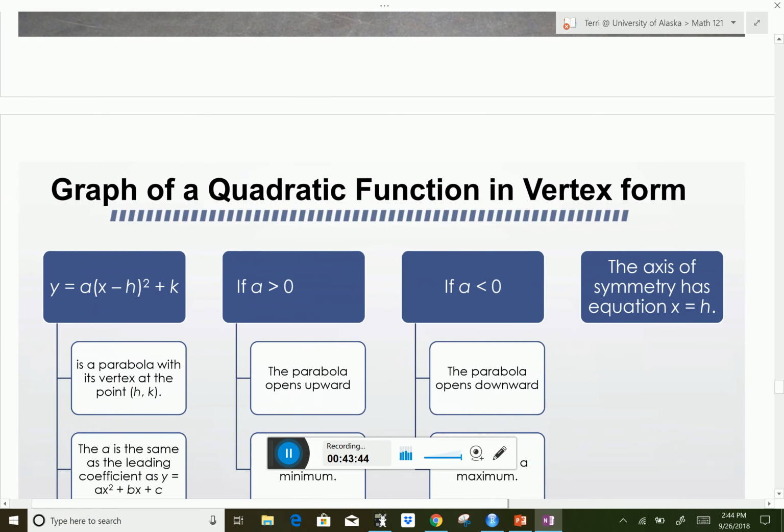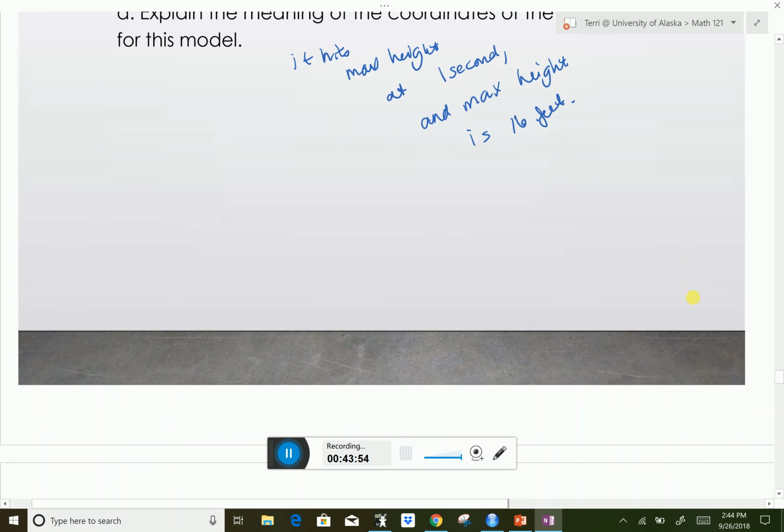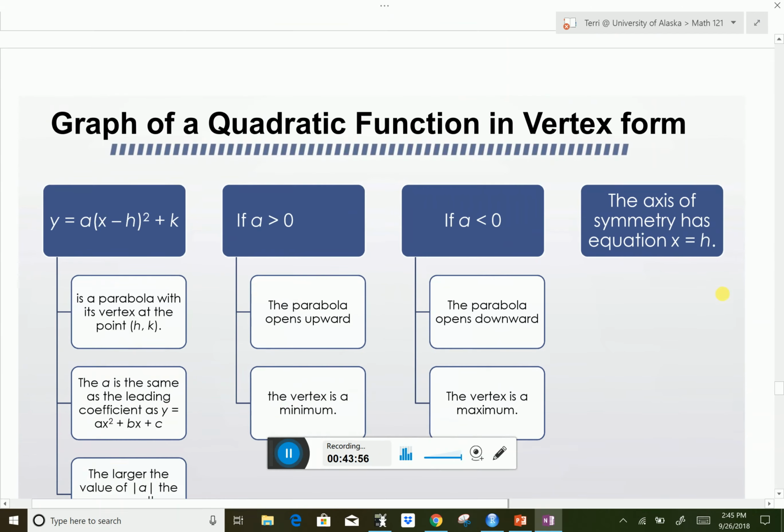So we'll do some more fun things with that in class. I'll give you a chance to write that down. It hits a maximum height at 1 second, and the maximum height is 16 feet. Okay, you can pause it if you need to. All right.